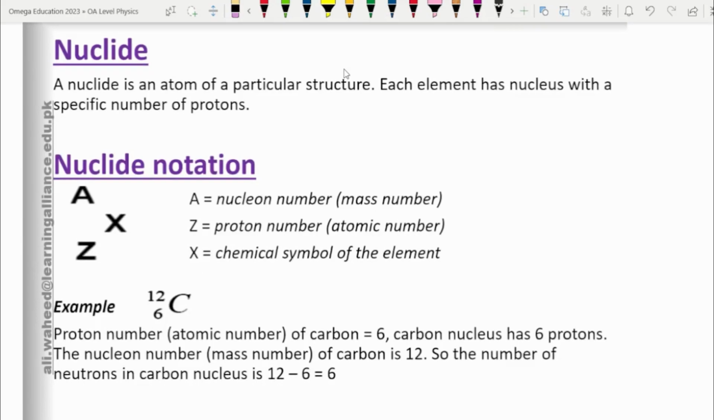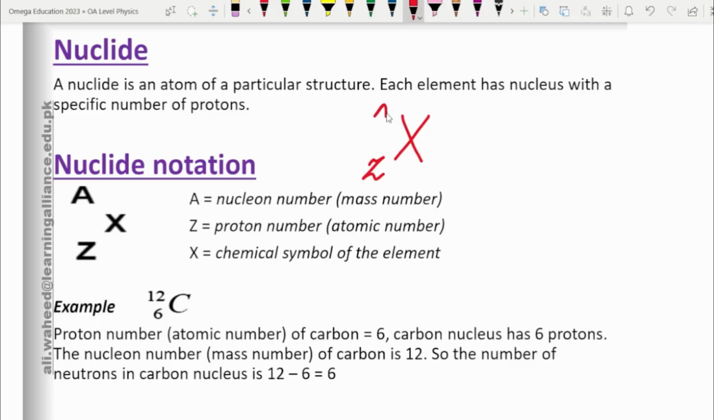Alright, then we have the nuclide. A nuclide is just the representation of the structure of the atom. Each atom has a nucleus with a specific number of protons, and this is written as the symbol for the element, and on the bottom left side we write the number of protons or the atomic number. It can also be the number of electrons, because an atom is electrically neutral, not magnetically neutral. It has a spin, but electrically the atom is neutral.